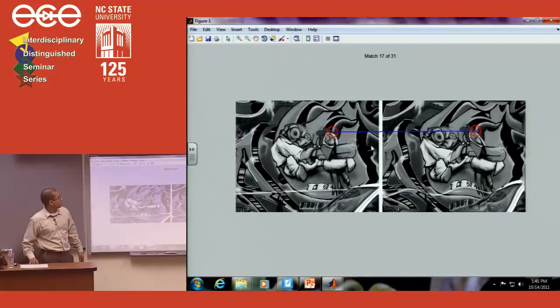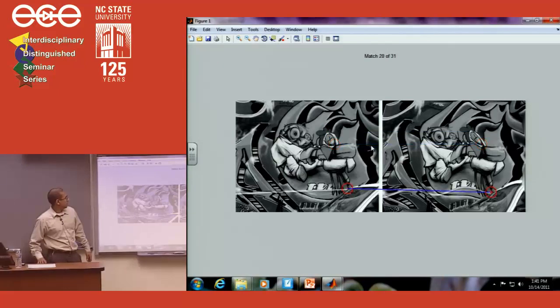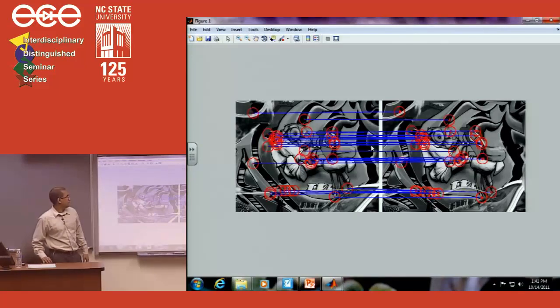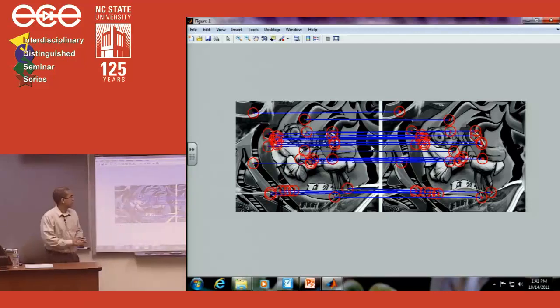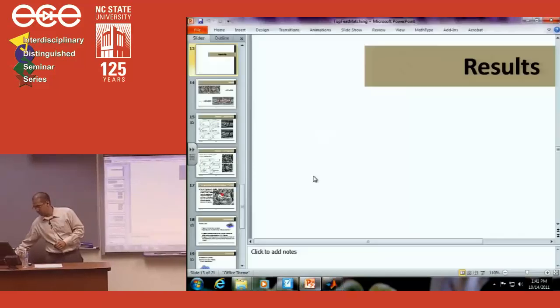Just to show you a couple. Something over here. Something over there. Some more there. And in a couple more, you'll see pretty much all of them together. And these are all right in this case. Okay, so that's essentially all the points that were found from one image to the other image. So let's go back to the presentation.